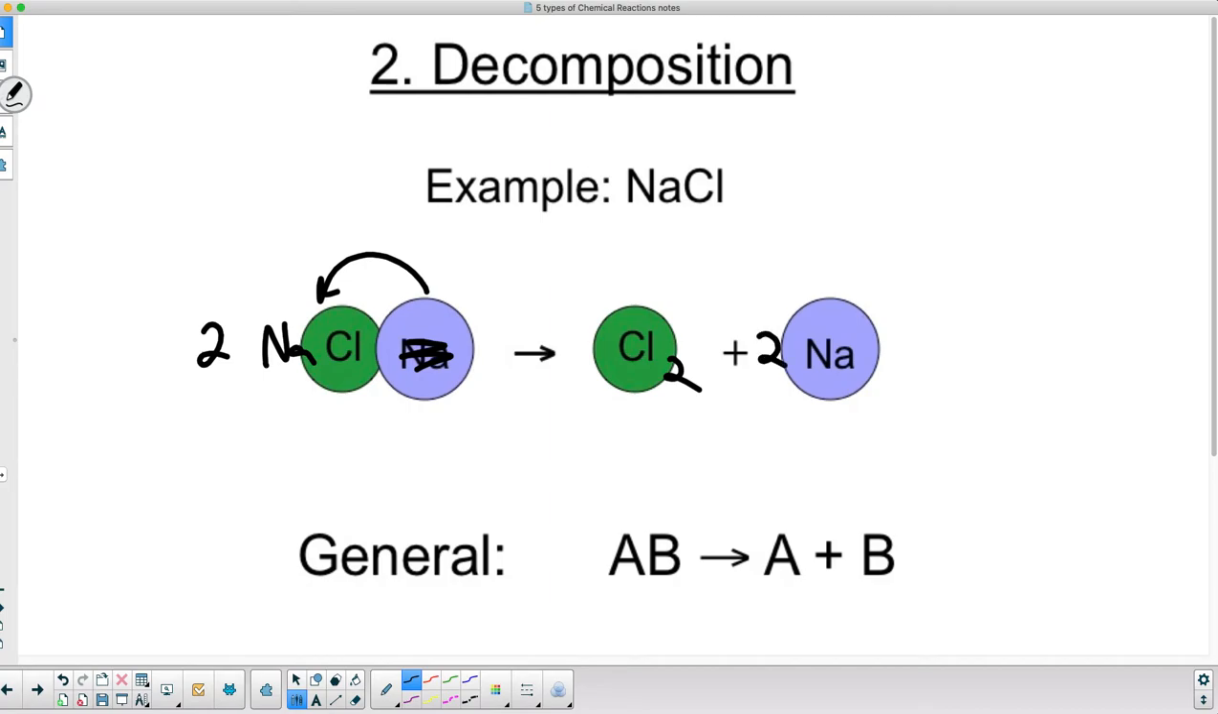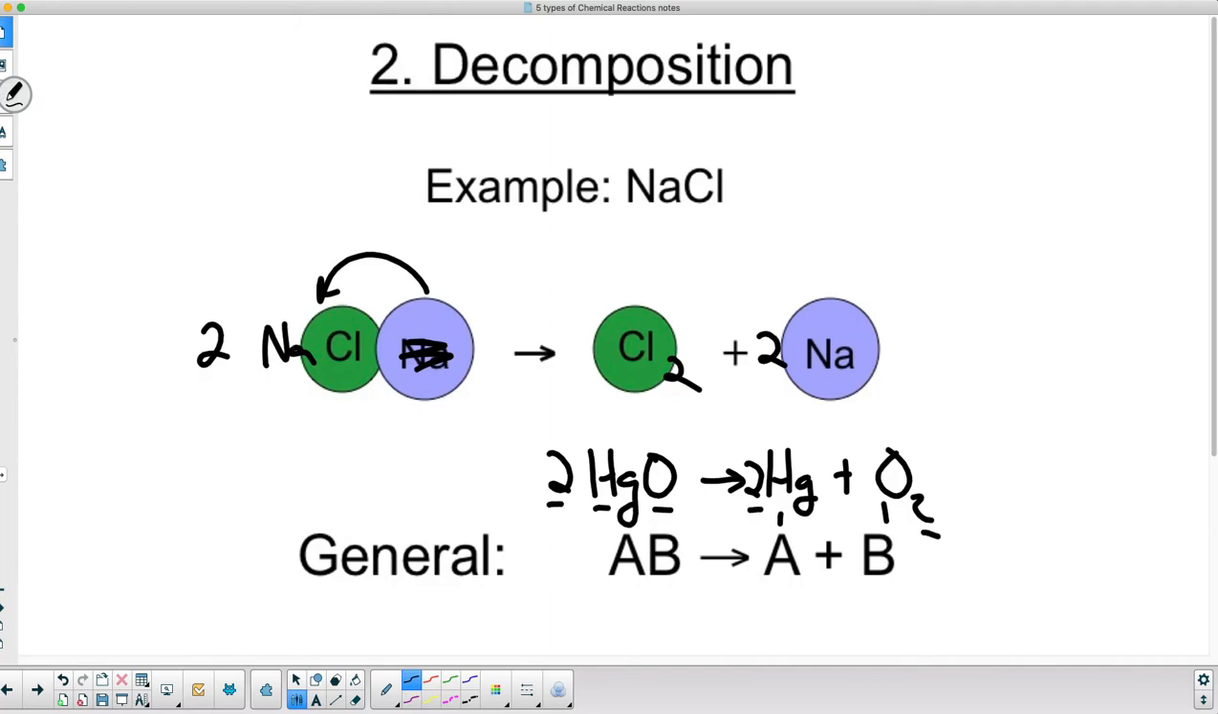So here's another, there's all kinds of different ways that you can break this stuff up. Something like HgO is a compound because it's got 2 or more capital letters, and then it breaks up into Hg plus O2 like that. And I put a 2 and a 2 to balance that equation. Notice the A is the Hg and the B is the O2.